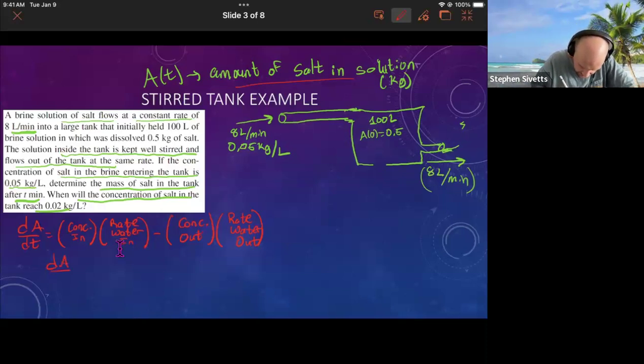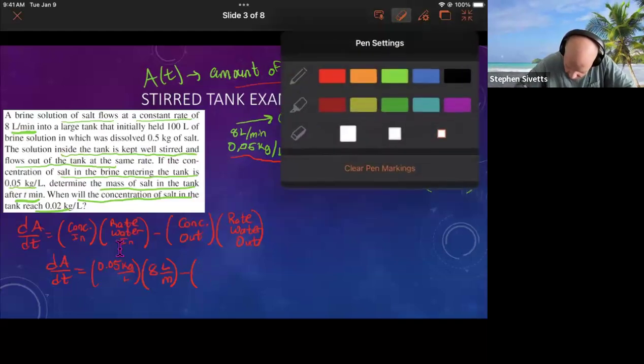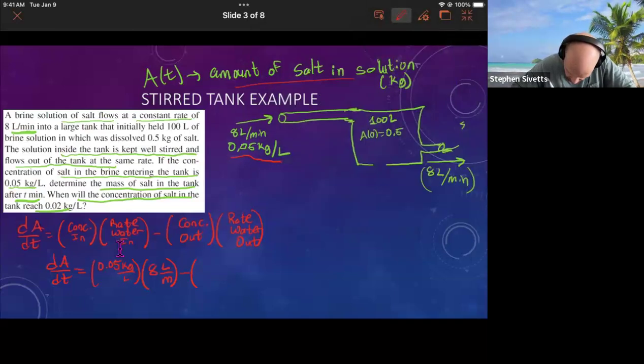Now dA/dt, the concentration that's going into the tank is 0.05 kilograms per liter. The rate of the water that's going in, well, that's 8 liters per minute, right? Minus the concentration that's going out. So the rate of the water we know, that is 8 liters per minute.